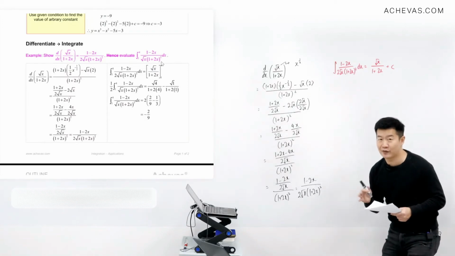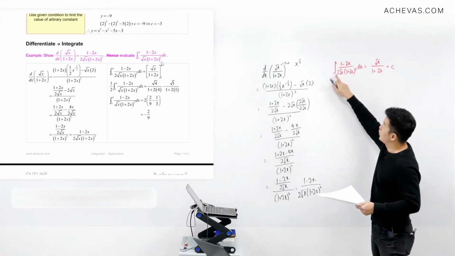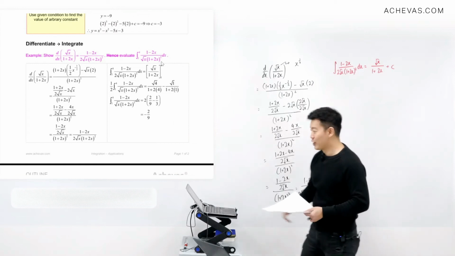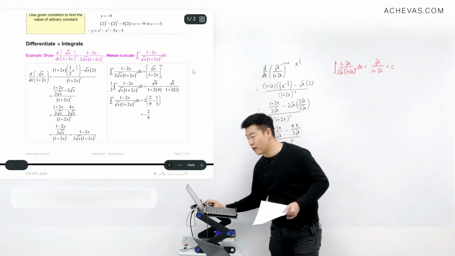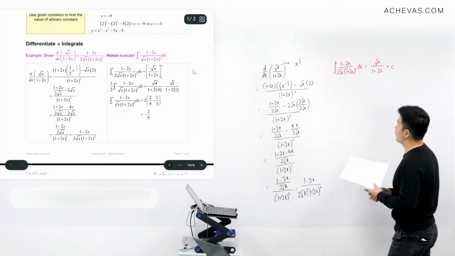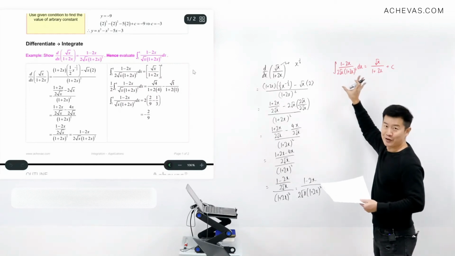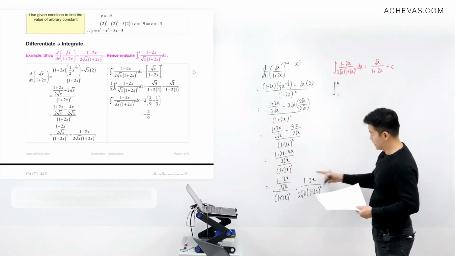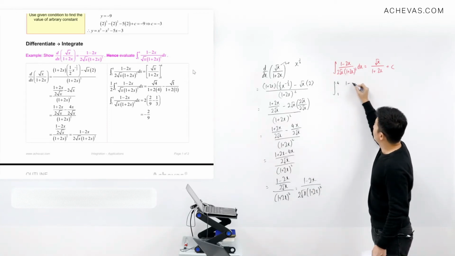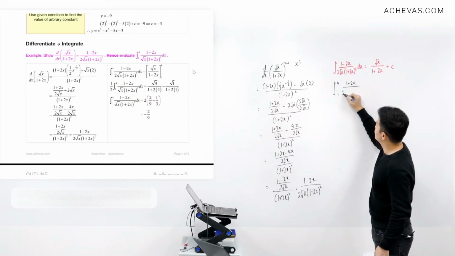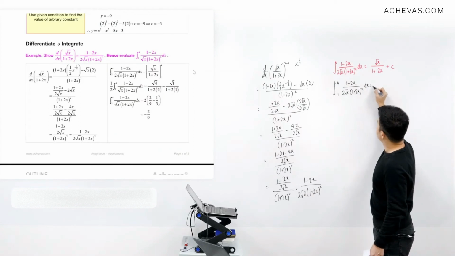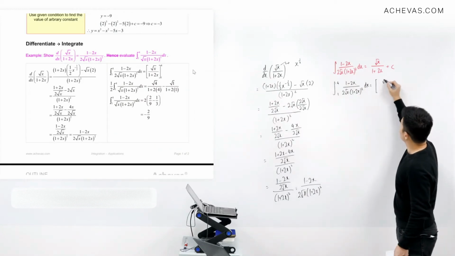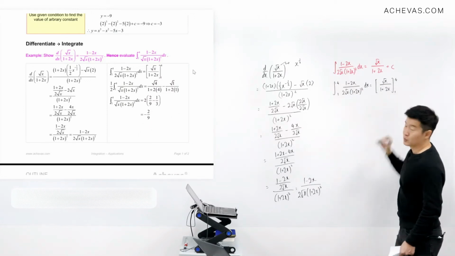But again, this is not what the question wants. The question wants a definite integral, integrating from 1 to 4. So using this as our inspiration, I'm going to write down this, integrating from 1 to 4 of this expression, (1 minus 2x) over 2 square root of x times (1 plus 2x) squared. This is going to be equal to square root of x over (1 plus 2x), from 1 to 4.